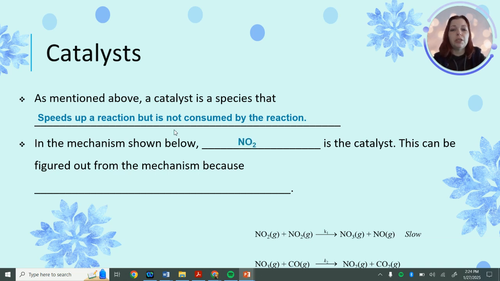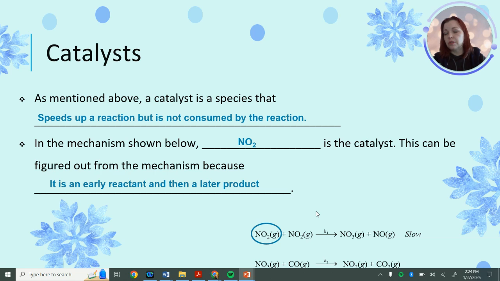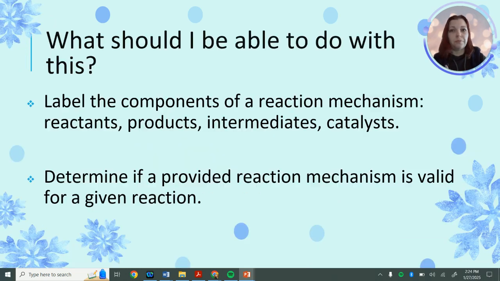So in the mechanism shown below, NO2 is the catalyst. And we can tell this because it is an early reactant and then a later product. You can see it there: it is an early reactant and then it is a later product. We're going to talk more about catalysts at the very end of Unit 5.